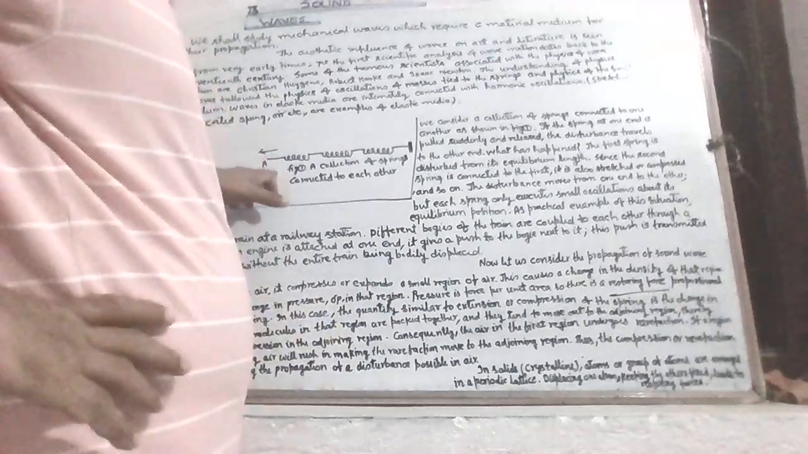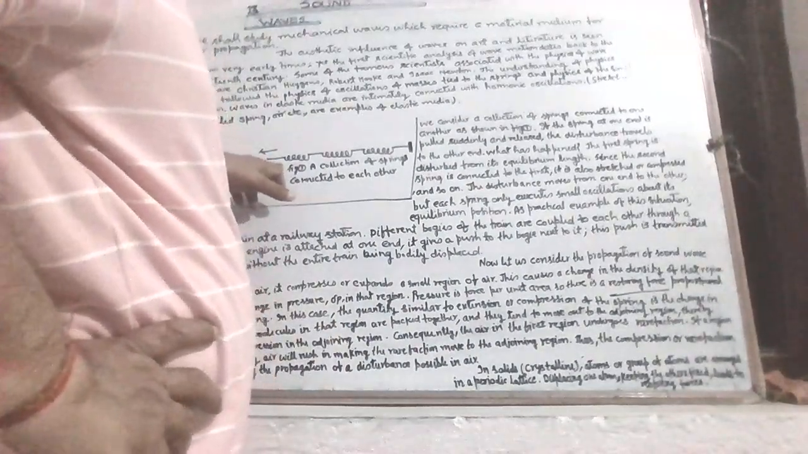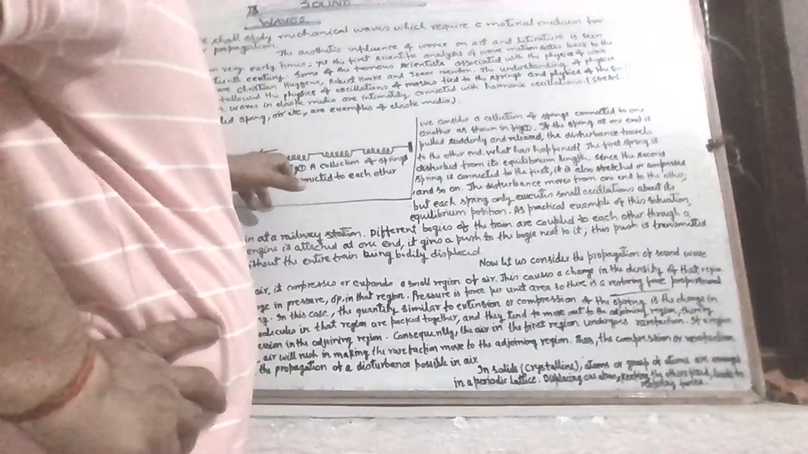Now, we have shown a picture, a combination of three springs, a collection of springs connected to each other to explain the behavior of propagation of waves. We consider a collection of springs connected to one another as shown in figure 1. If the spring at one end is pulled suddenly and released, the disturbance travels to the other end.